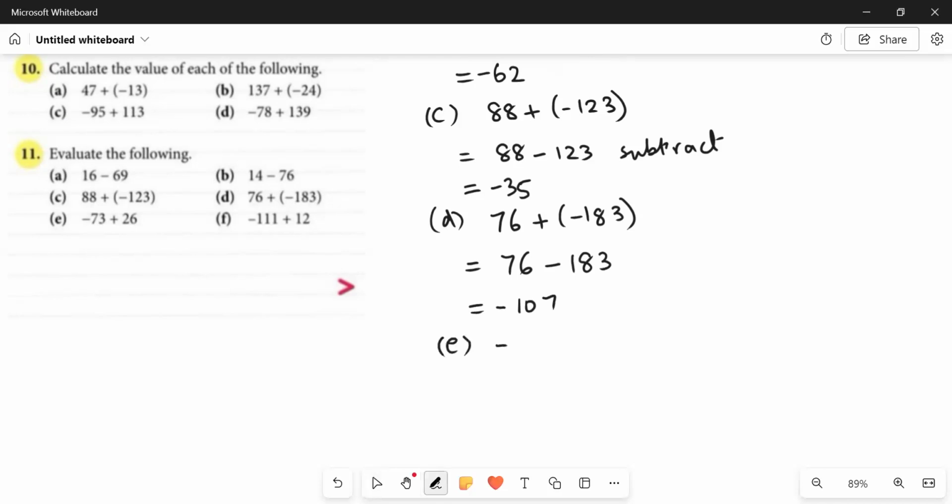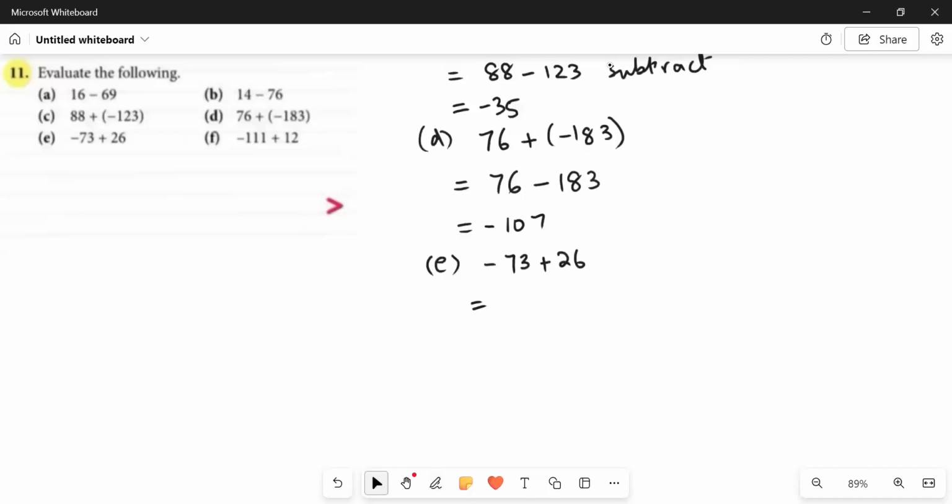Similarly, part E, minus 73 plus 26. Minus plus, minus 73 minus 26. We have to subtract here. The answer would be 47. The sign of the greater number is negative, so the answer would be negative. And the last part is part F, minus 111 plus 12. Again, we have two different integers. That is, the signs of the two are opposite. So we have to subtract these two. So 111 minus 12 would be 99, and the answer would be negative.